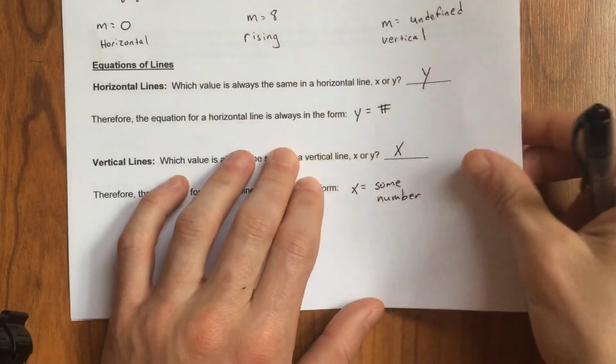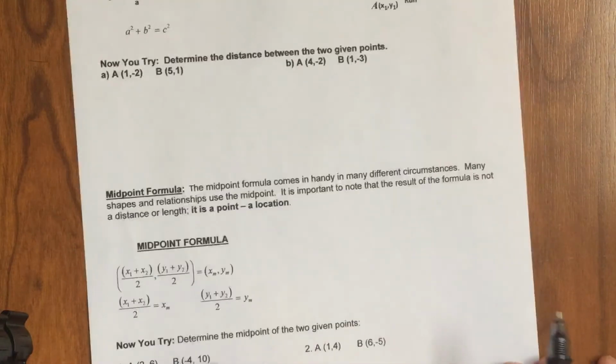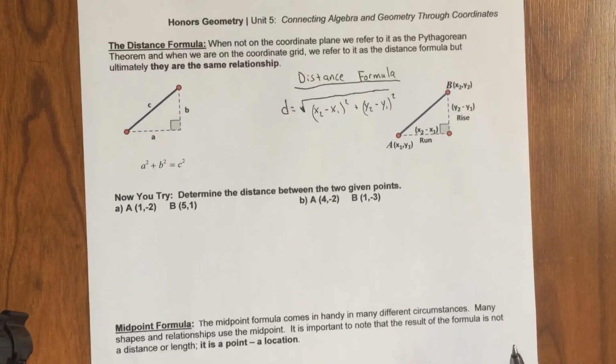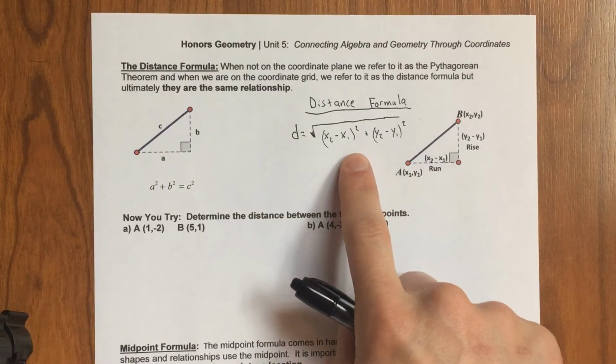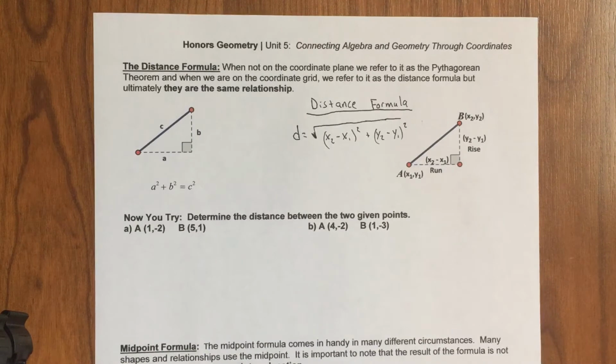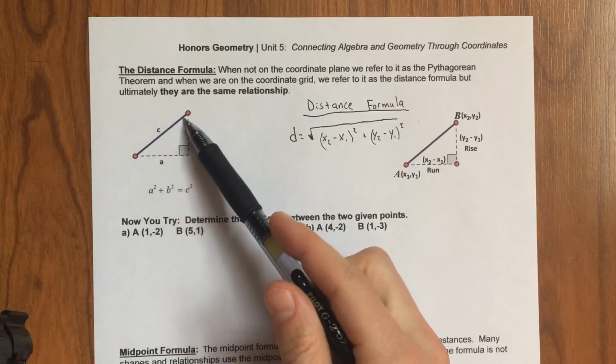Moving on to our last page of notes, we have some notes on the distance formula. I actually have the distance formula copied up here. You might want to copy that down as well. The distance formula is very related to the Pythagorean theorem. We use the Pythagorean theorem to figure out the value of c.